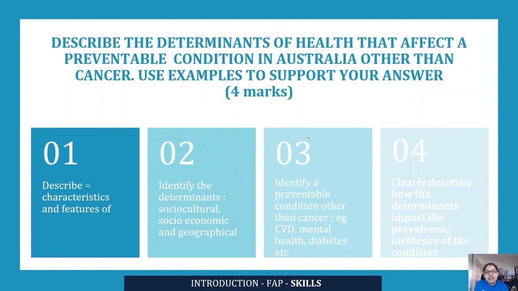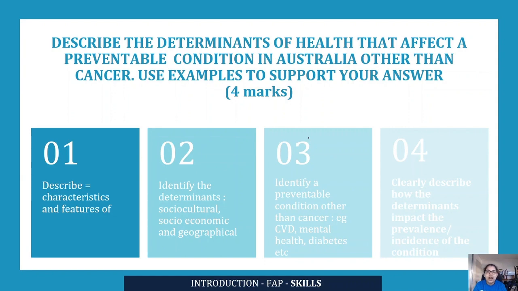So let's have a look at this question. Describe the determinants of health that affect a preventable condition in Australia other than cancer. In this case, let's start off by looking at what the directive term is. It's describe. So we need to give the characteristics and features of the determinants of health. Then identify the determinants. Those determinants would be sociocultural, socioeconomic, and geographical. Identify a preventable condition other than cancer.